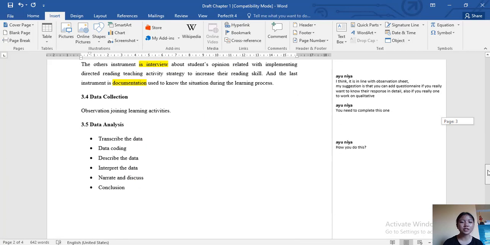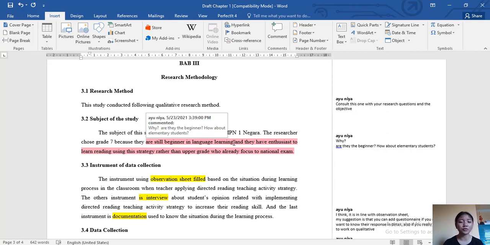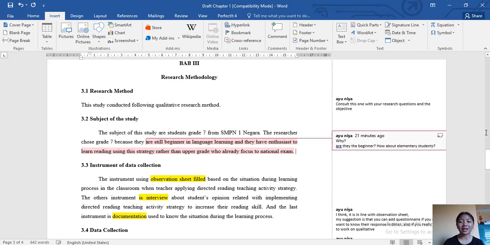Next, moving to the third chapter, you wrote about the research methodology. It really needs improvement, of course, because you only stated that this is using a qualitative research method, which is in contrast to what I said before. So I think you need to consult with your supervisor whether you want to use qualitative, quantitative, or mixed method. Then about your subject of the study, you need to elaborate why you use the seventh grade of SMPN 1 Negara. You stated here they are still beginners in language learning, but I have a different opinion, because elementary students are the real beginners of language learning, so you need to think about this and fix it.